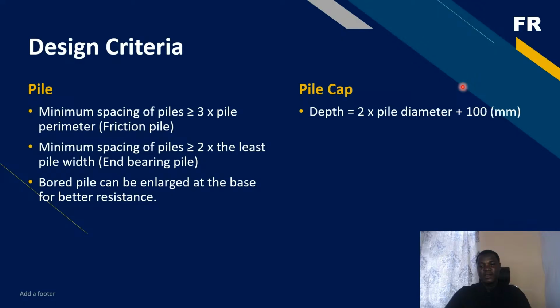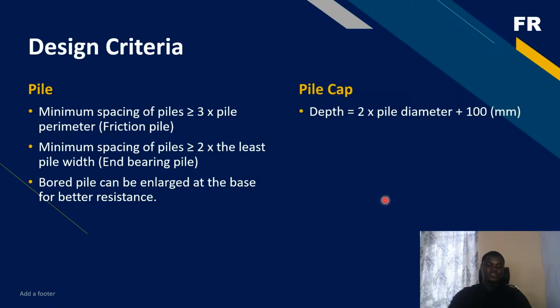So the pile cap depth is a factor of the pile diameter. It is governed by this formula: d equals twice the pile diameter plus 100 mm. So it means that if your pile diameter is 450, your depth of pile cap should be in the range of 2 times 450 plus 100. So that will be around 1000 millimeters pile cap depth.